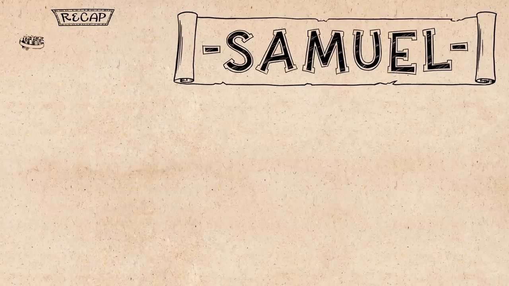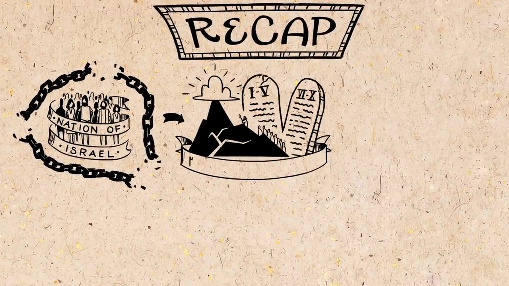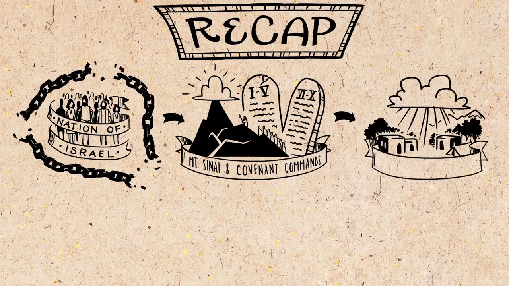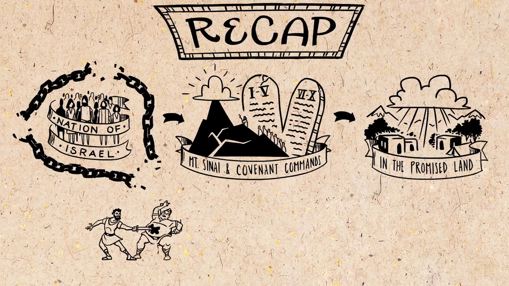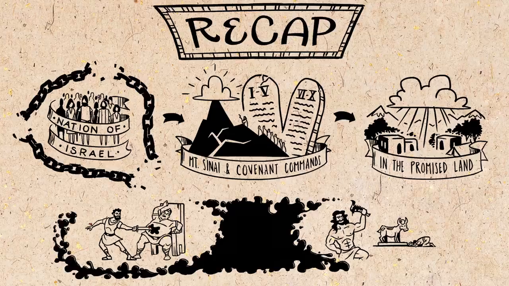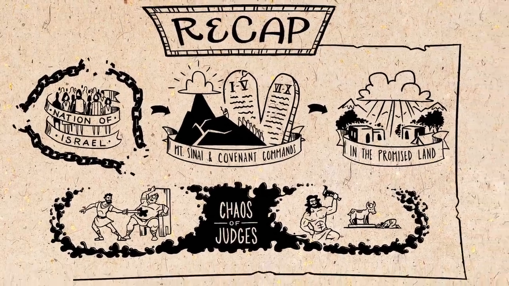So after Israel was rescued from slavery in Egypt, they made a covenant with God at Mount Sinai and eventually came into the Promised Land. And there, Israel was supposed to be faithful to God and obey the covenant commands. Before the book of Samuel, Judges showed how Israel failed at that task big time. It was a period of moral chaos, and it showed Israel's need for wise, faithful leaders. The book of Samuel provides an answer to that need.